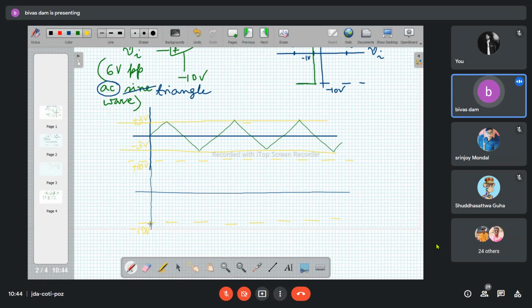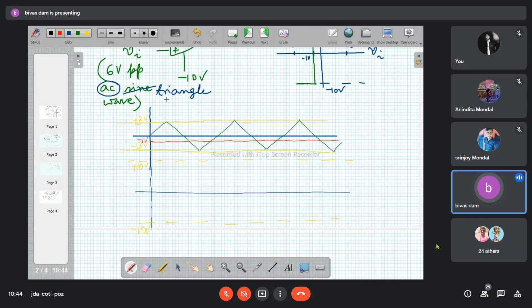What is the reference voltage? -1. -1. So that also I need to put. When do we expect one state change at the output? When do we expect any change at the output?